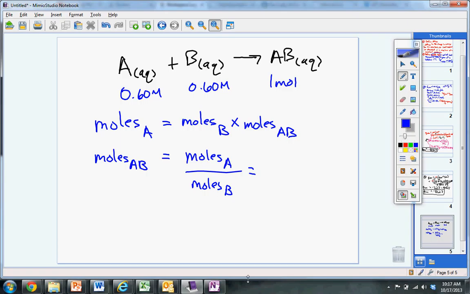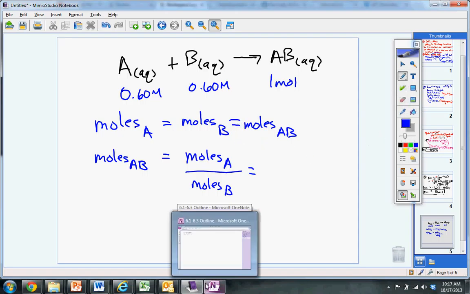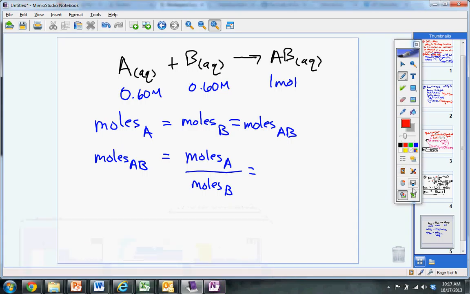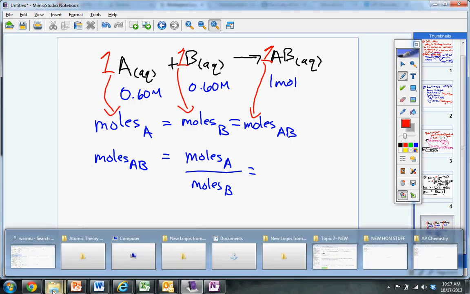Why is moles of A equal to moles of B? I'm sorry, that's my fault. They're all equal. Why? 1, 1, 1. So I'll put these in here for you. Moles of A equals moles of B. If there was a 2 there, you'd put a 2 there and be ready to go.